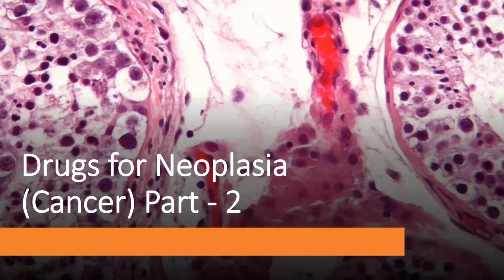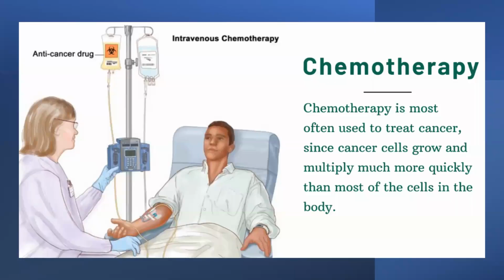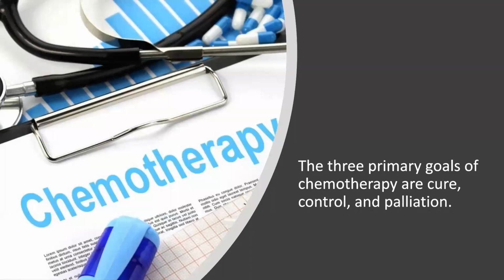Welcome to part 2, drugs for neoplasia or cancer. We'll start with chemotherapy. Chemotherapy is most often used to treat cancer since cancer cells grow and multiply much more quickly than most of the cells in the body. We can give some drugs intravenously and by other routes as well.